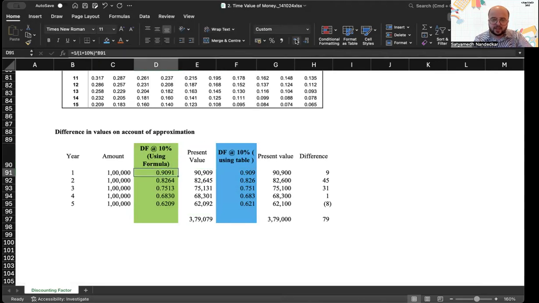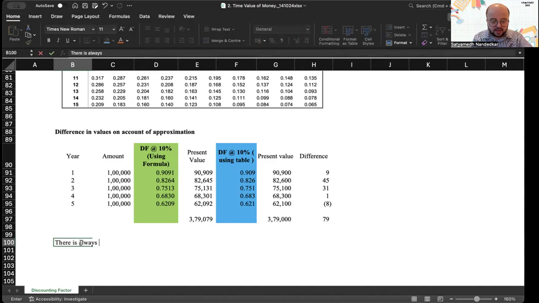Now, if you observe this column, 0.909, I'm increasing my decimals. It is 0.9090990. So it's an approximation. I have stopped it at 4 digits after the decimal point. Here, I'm straight away using the number 0.909. Naturally, the two values would be different by a small margin if you are using the formula versus if you are using the discounting factor table. There is always going to be a difference.